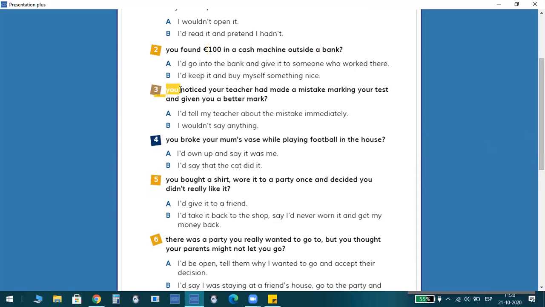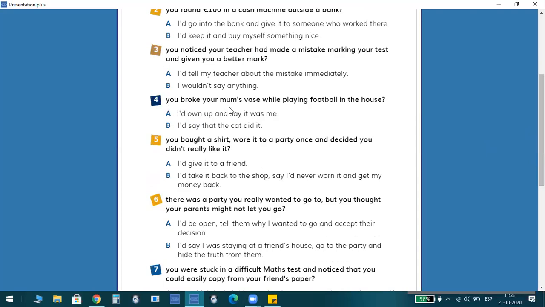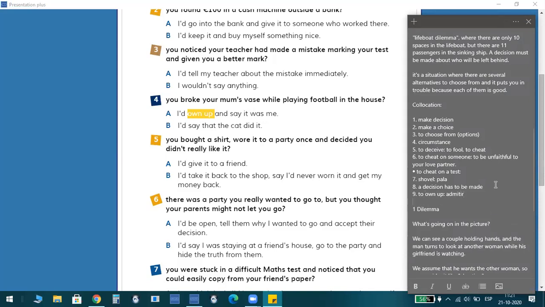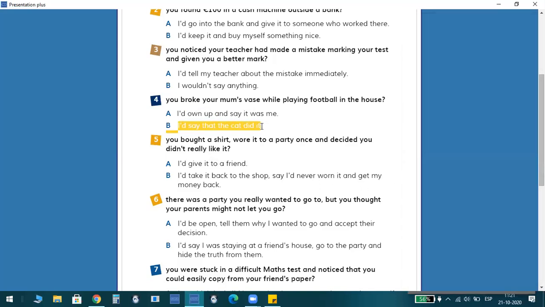Number three, what would you do if you noticed your teacher had made a mistake marking your test and giving you a better mark? So you would tell your teacher about the mistake immediately, or you wouldn't say anything? Next one. If you broke your mom's vase while playing football in the house, would you own up and say it was you? Own up. ¿Cómo admitir? ¿Qué buen phrasal verb? Lo vamos a ver acá. To own up. Admitir el error. And say it was you, or you would say that the cat did it. Cuando chico yo creo que hubiese dicho esto.